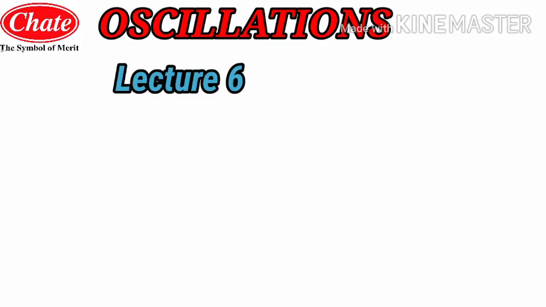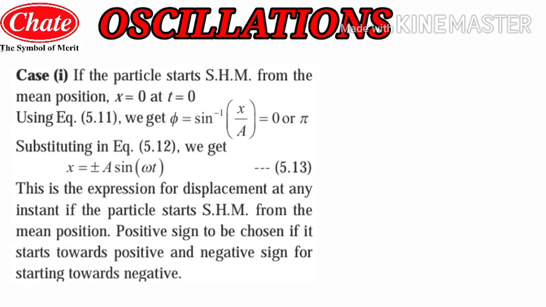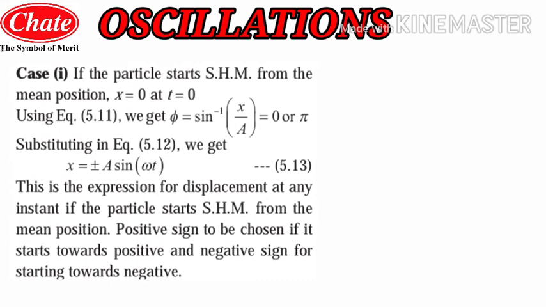Till now we have learned about the expressions for the velocity, acceleration and the displacement in terms of x. We have derived the equations for that with the help of the linear SHM diagram. Now we will see the next part of the video. We have already derived the equation phi is equal to sine inverse of x upon a. Now we will see the first case.